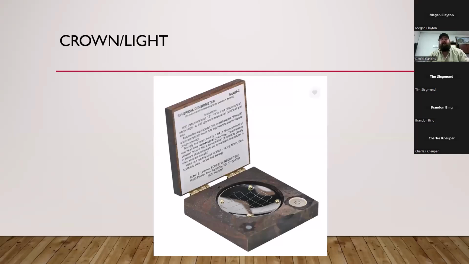Crown and light, there's a lot of different ways of looking at it, and it's going to depend on what your goals are, but this is one of the most common tools for looking at that, and it's called a densitometer. Basically it's just a mirror that has a grid on it, and you count how many grid points either do or don't have crown canopy covering it, and that can give you a percent canopy coverage.